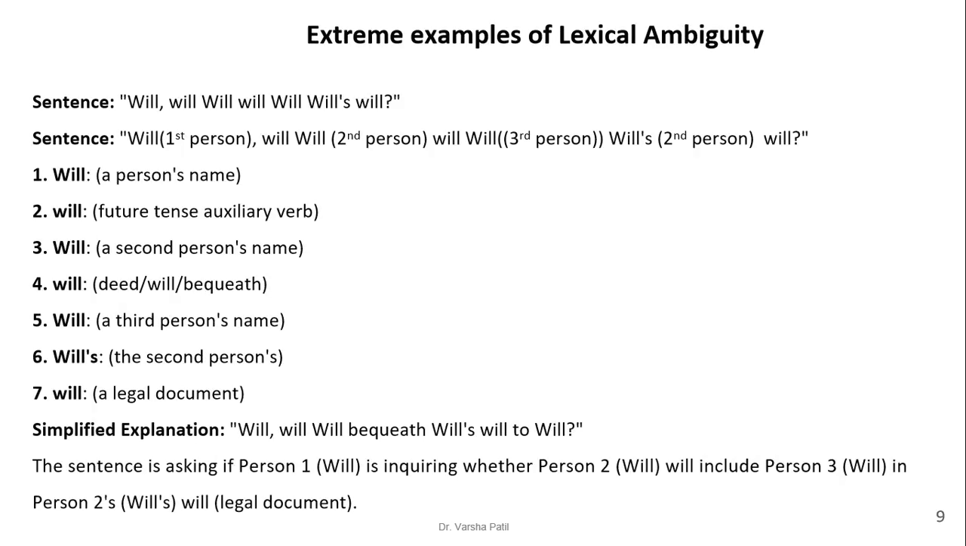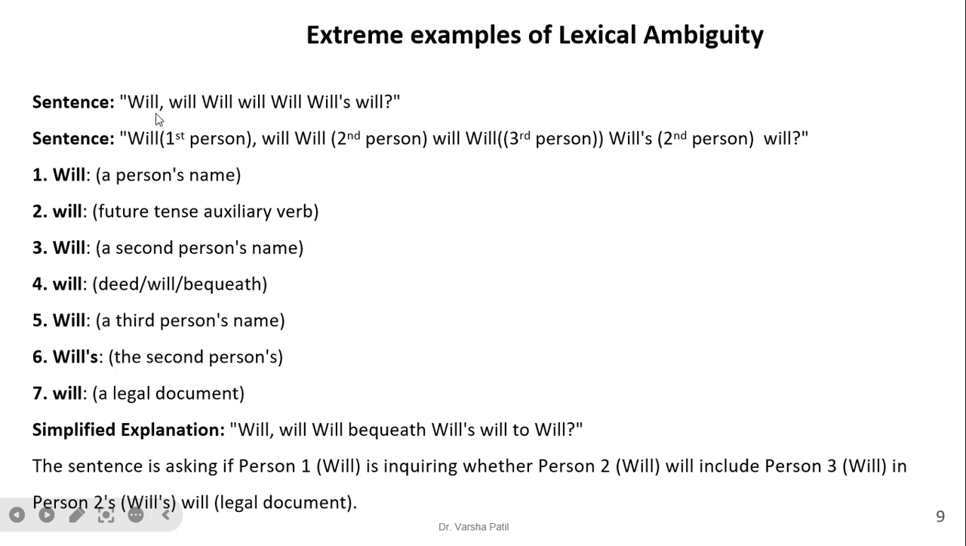Next example: will, wills, will. Now what is the meaning of this statement? Here three wills are there. Someone asked the first Will, whether, that is, will the second person whose name is also Will include the third person whose name is also Will in the second person's will. So basically someone asks the first person, whose name is also Will, whether the second person, whose name is also Will, will include the third person, whose name is also Will, in the second person's will. So it is very difficult to understand, and this is an extreme example of lexical ambiguity.